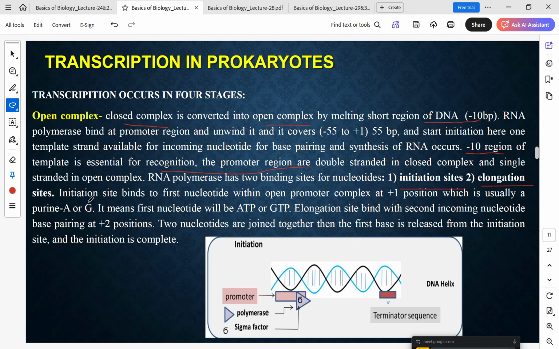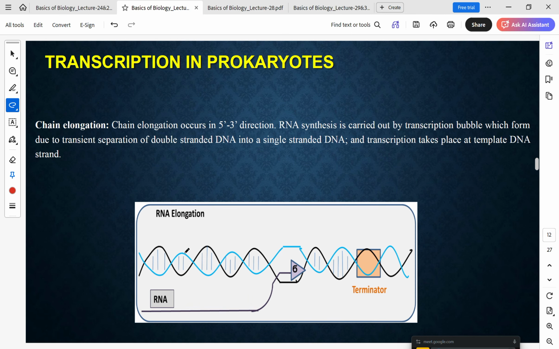So the initiation site binds to the first nucleotide within the open promoter complex at the +1 position, which is a purine, A or G. It means the first nucleotide will be ATP or GTP. Elongation sites bind to the second incoming nucleotide, base pairing at the +2 position. The two nucleotides are joined, then the first base is released from the initiation site and the initiation is complete. Now you have the open complex.